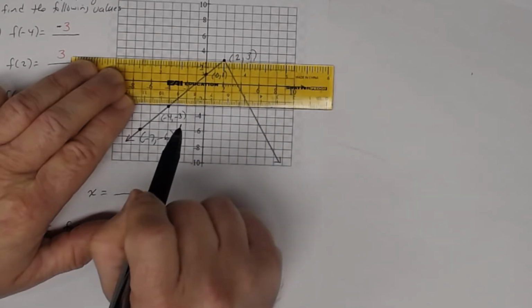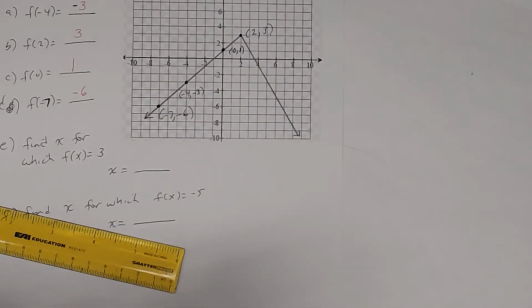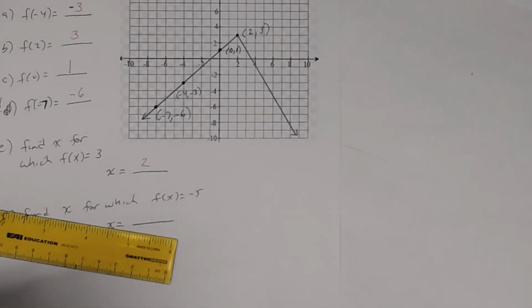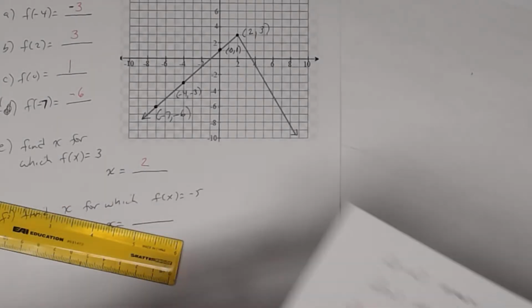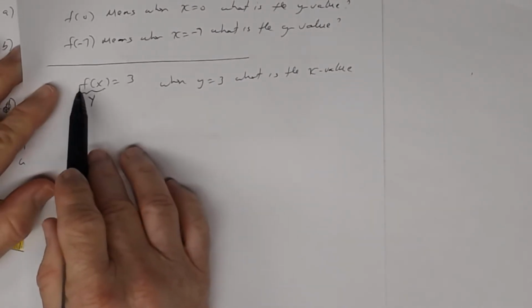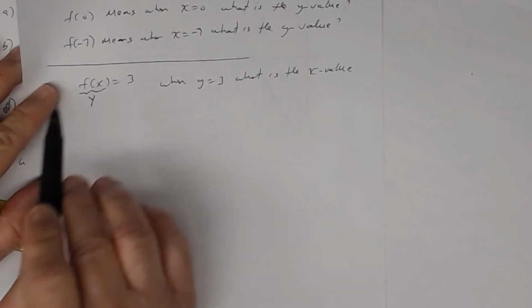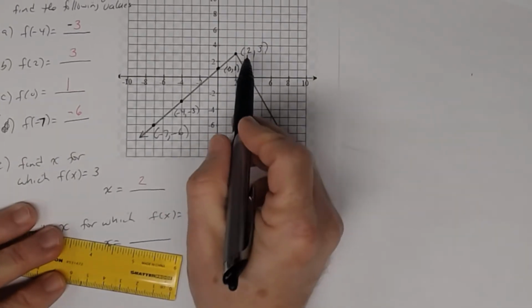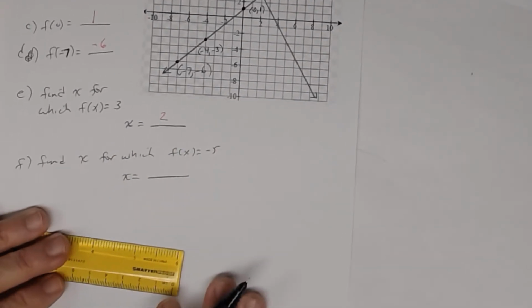Well, my x value is 2. So the answer is 2 right here. So you're going to say 2. When y is 3, see right here, y is 3, right? Remember that. f of x equals 3 means that my y value is 3. So when y is 3, what is that x coordinate? Well, when y is 3, my x coordinate is 2. Now over here, let's look at this one.